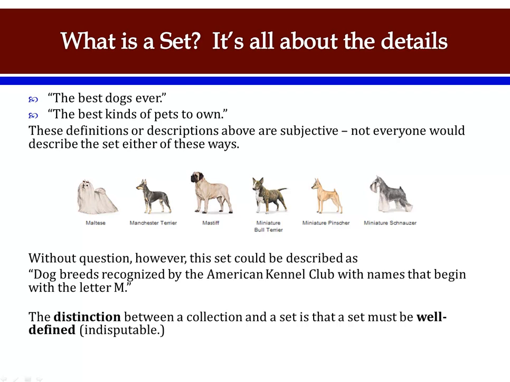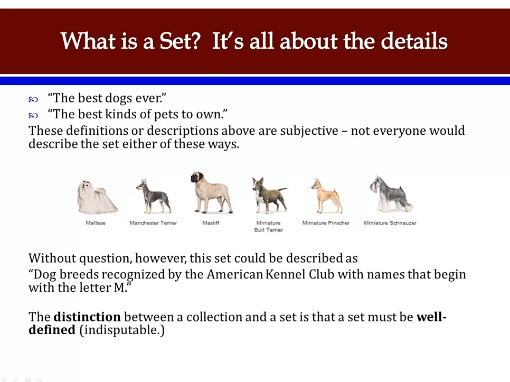So the distinction between a collection and a set is that the set has to be well defined and it can't be disputable. For example, if we just went with four-legged animals, well, this is not all the four-legged animals that there are. If we went with just mammals, this is not all the mammals that are. But this is the entire set of dogs whose names begin with the letter M that are recognized by the American Kennel Club.